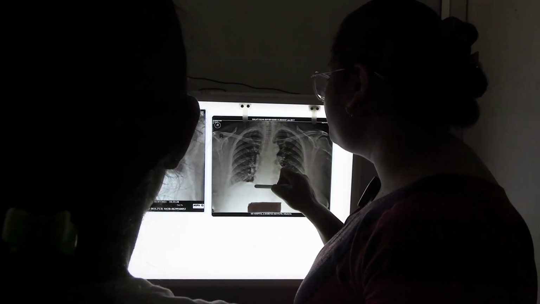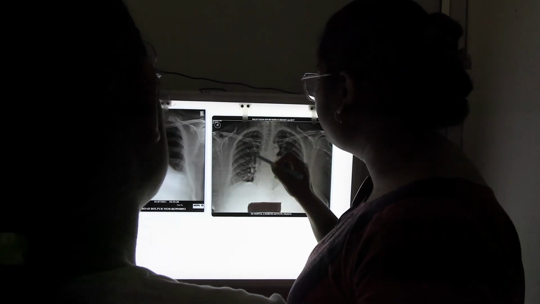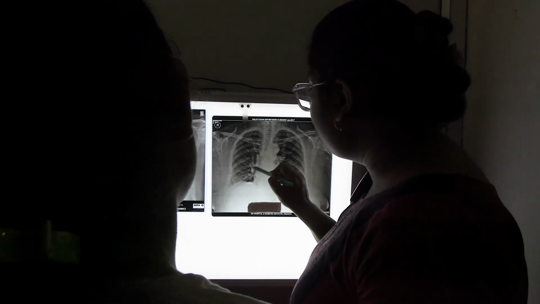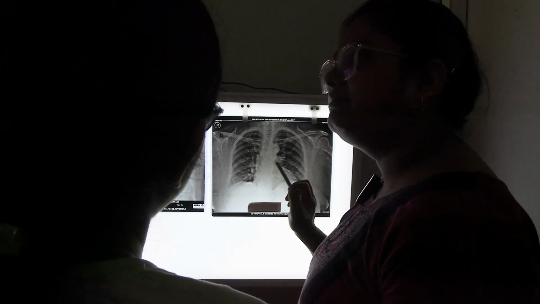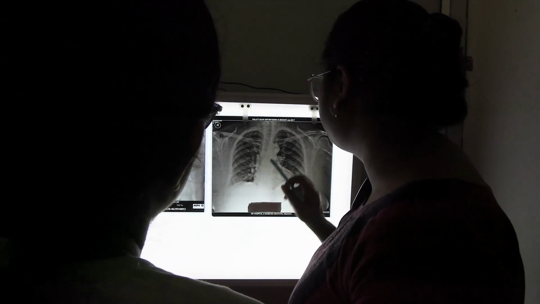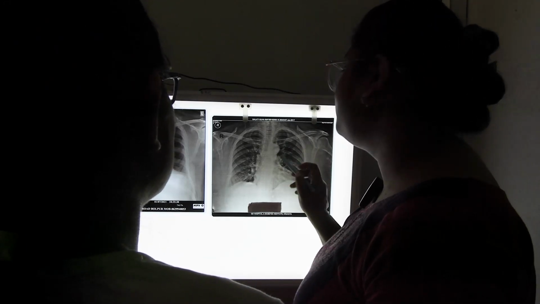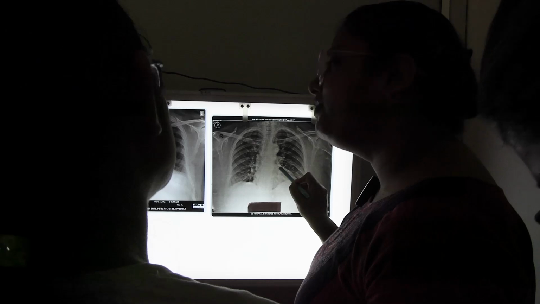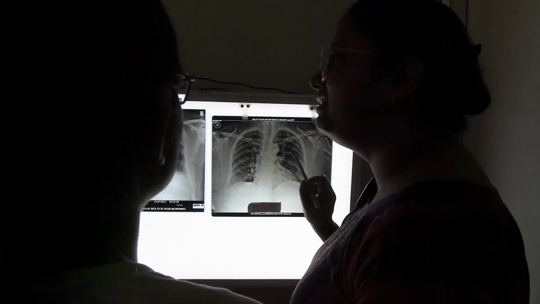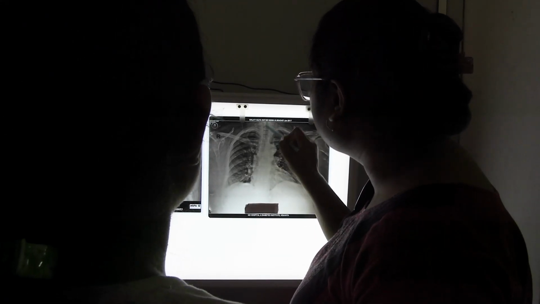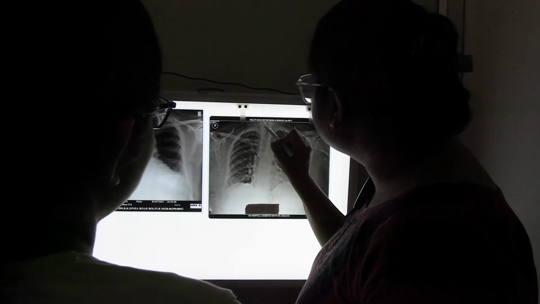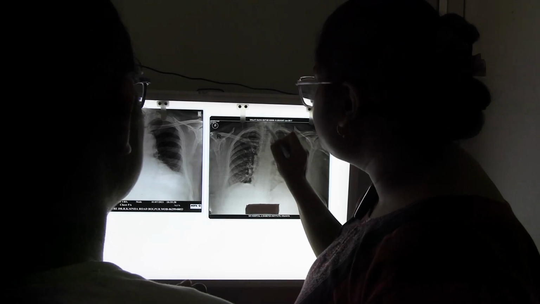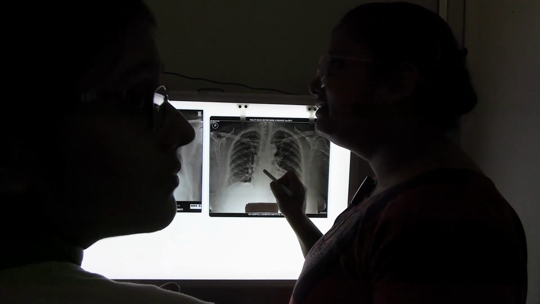This is the right heart border, formed from above downward by the right brachiocephalic trunk, superior vena cava, right atrium, and part of the right ventricle, mainly the right atrium for most of the part. And here the left heart border is formed by the aortic knuckle, pulmonary trunk, left auricle, and left ventricle. And this is the shadow of the trachea. And these midline structures are the spines of the thoracic vertebrae.